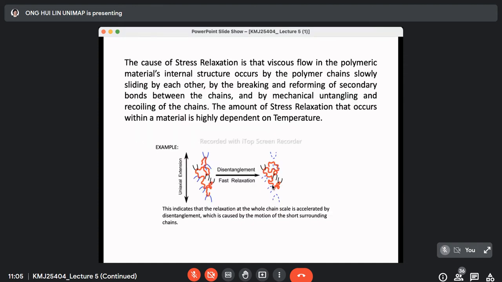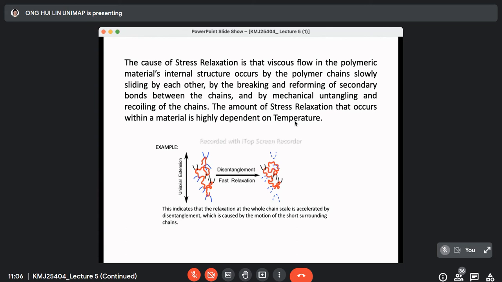Okay. So the cause of stress relaxation is viscous flow. When we talk about viscous flow, this is what we call more liquid-like behavior, no? We are examining the more liquid-like behavior of the polymeric materials. The internal structure changes as the polymer chains slowly slide, so they start to slide, with breaking and reforming of the secondary bonds between the chains, and the mechanical entangling and recoiling of the chains. So the amount of stress relaxation that occurs within the material is highly dependent on temperature.